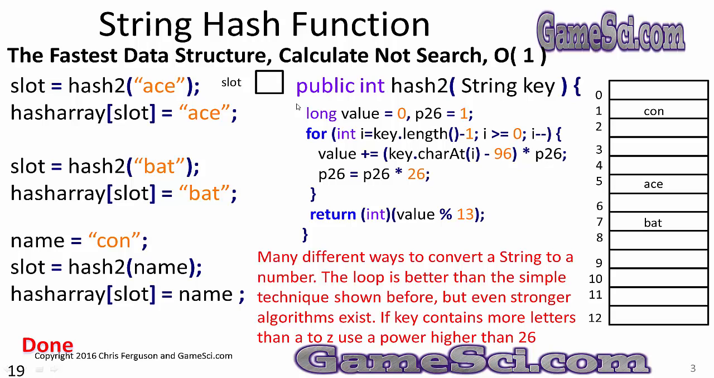But for now, let's try and understand this code and certainly understand the math. Any string can be converted to a number, no matter what technique you use. It's not that hard. Then you just do a modulus on the array size, and you can store string keys in a hash table.